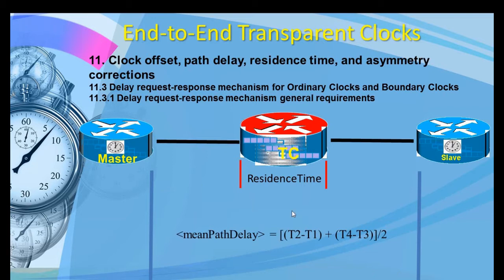The total is called the mean path delay from master to slave, calculated by this formula: T2 minus T1 plus T4 minus T3, divided by 2.